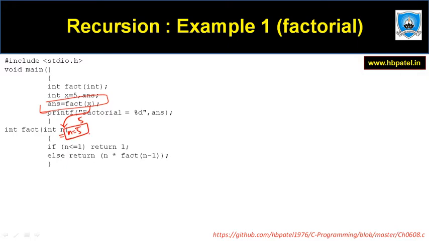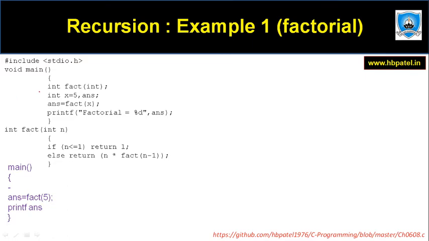Before entering into the recursive call, we first make that condition check whether n is less than or equal to 1. In our case, 5 is less than or equal to 1? No. So in that case, it would return 5 into fact of 4. So 5 into fact of n minus 1, that is 4. So it will again jump back to this function. So let us see the execution of this one.